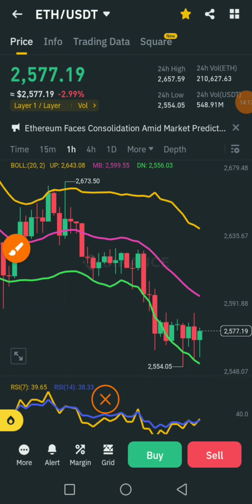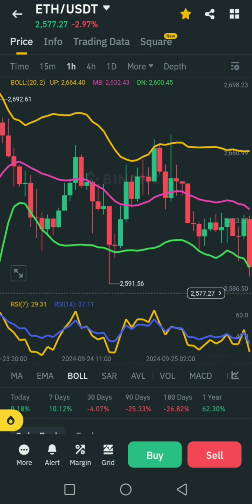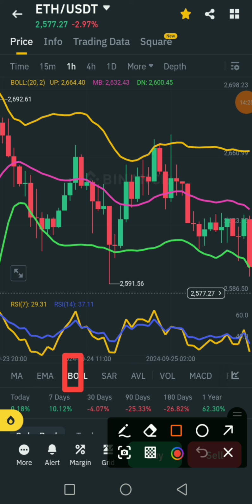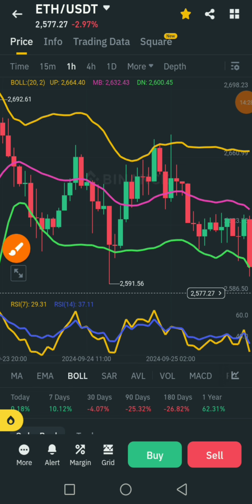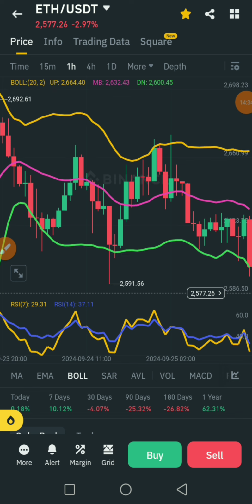As you can see, the Bollinger Band is already toggled on. All right, look at it over here. Let me indicate it. The Bollinger Band is already toggled on. So in order to switch it off, you just click on the BOLL, or click on it to actually switch it on.